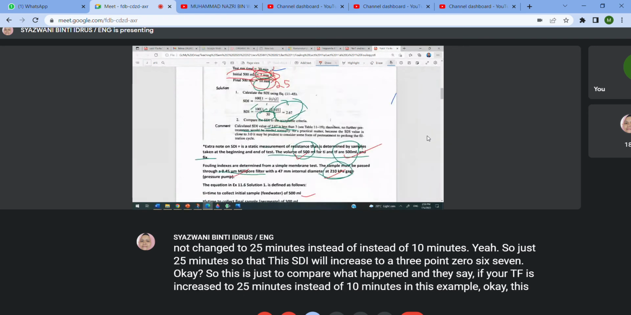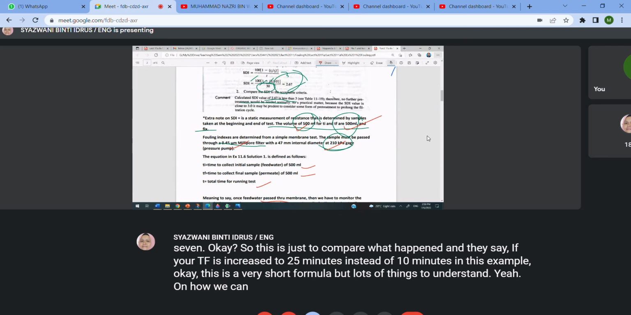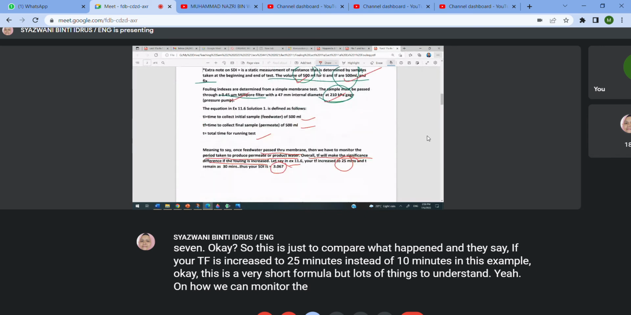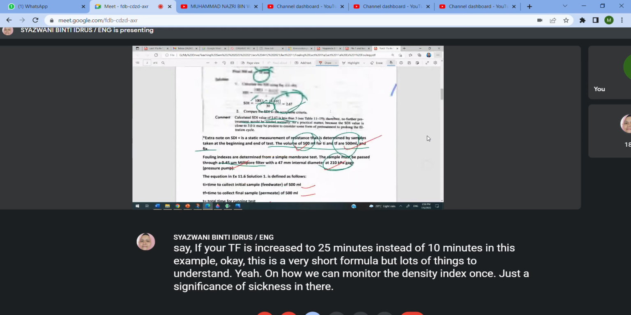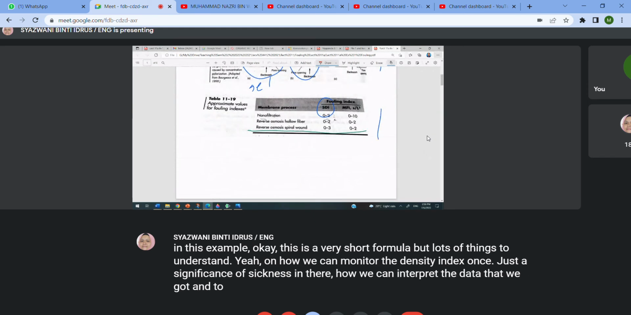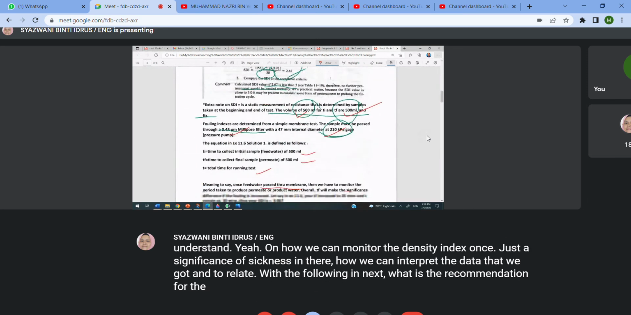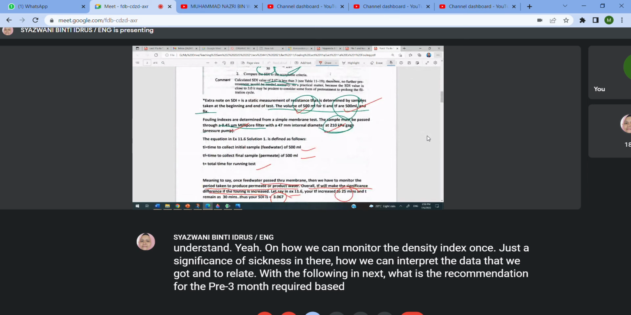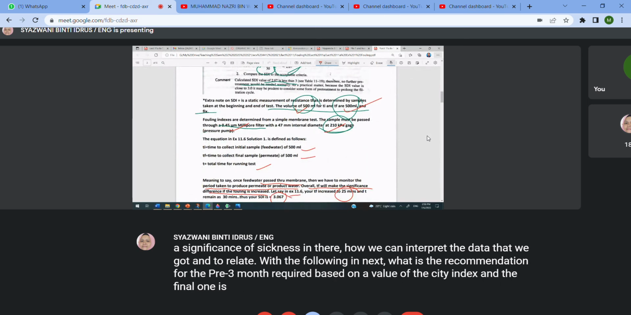Okay, this is a very short formula, but lots of things to understand on how we can monitor the silt density index, what is the significance of silt density index, how we can interpret the data that we got, and to relate with the fouling index, what is the recommendation for the pre-treatment required based on the value of the silt density index.